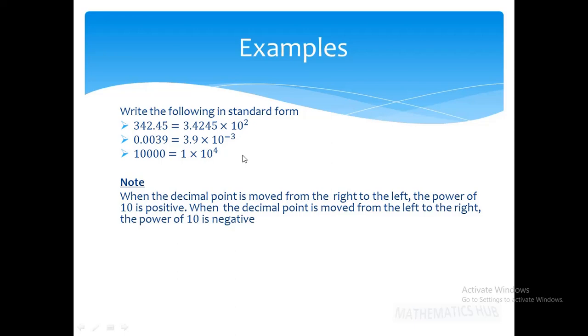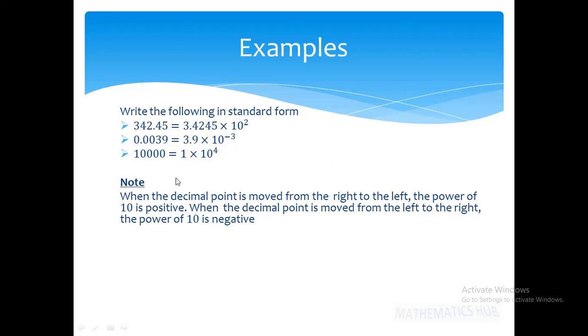So from that, we can safely say, when we are writing a number in standard form and we move our comma from the left to the right, then our power is negative. When we move it from the right to the left, then our power is positive.